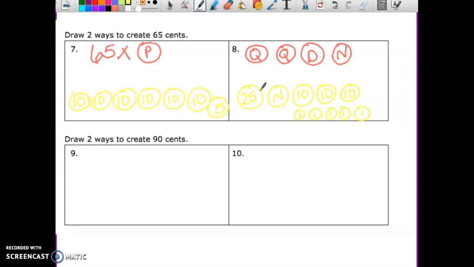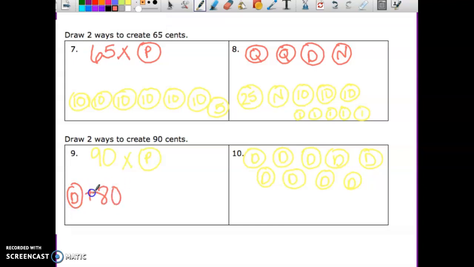90 cents is kind of the same idea. We could have done 90 pennies. They could have done 9 dimes. They could have done, and one of my kids did this, a dime and then said plus 80 pennies. It works.